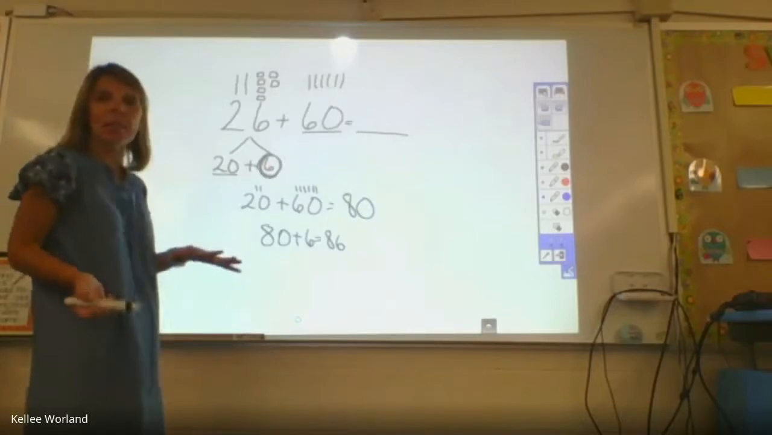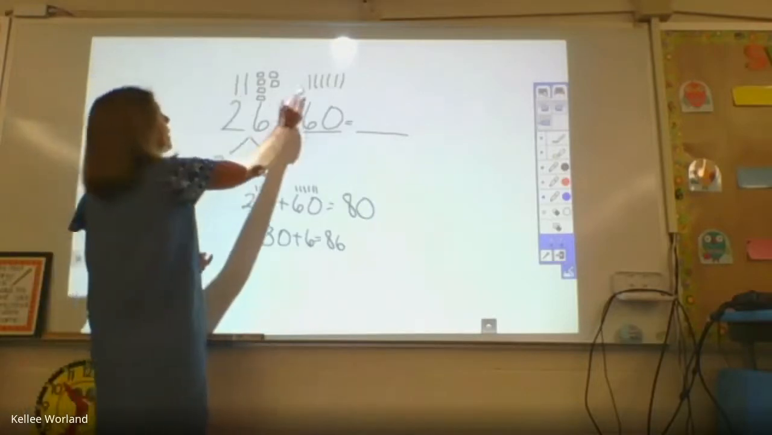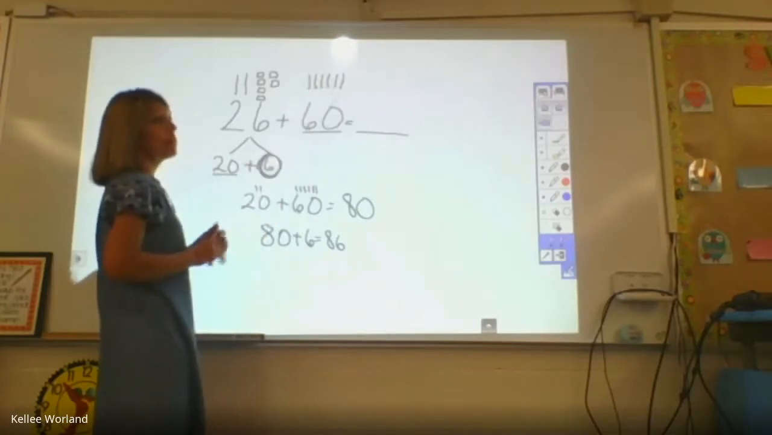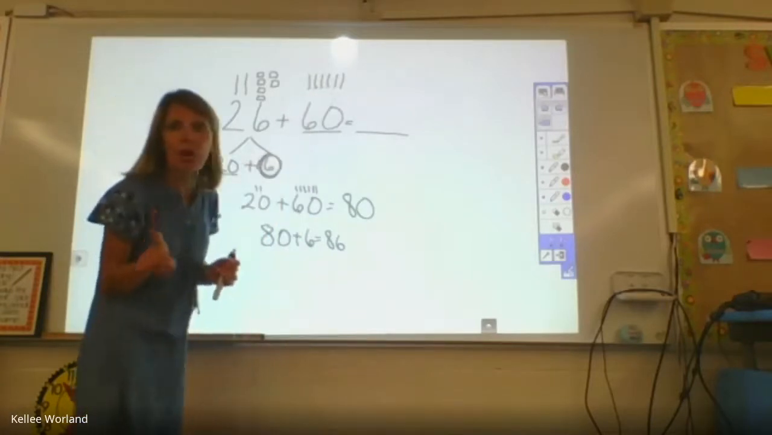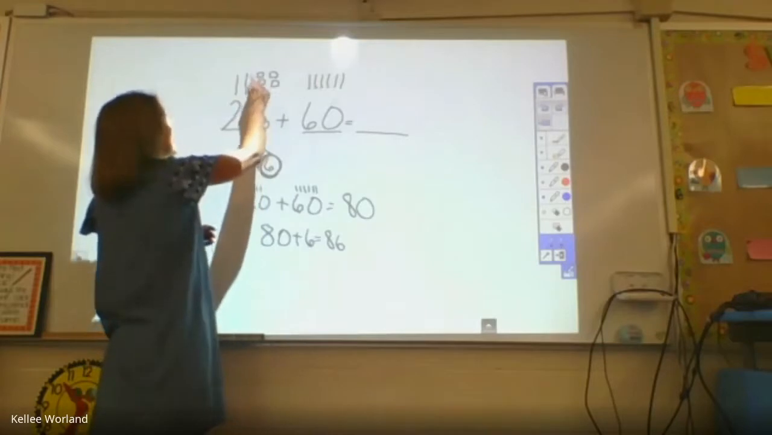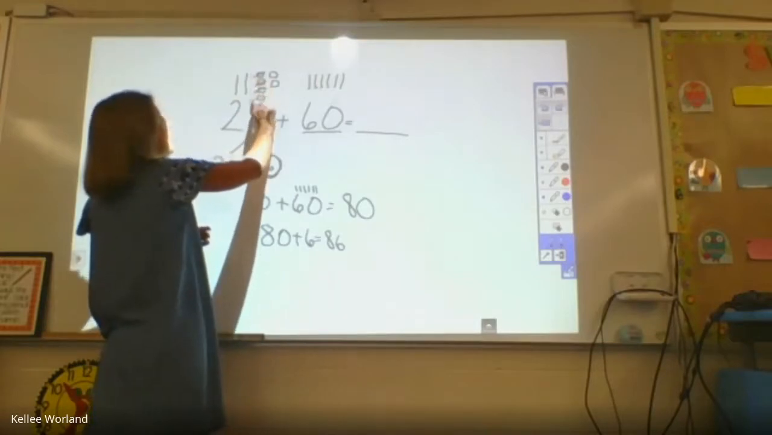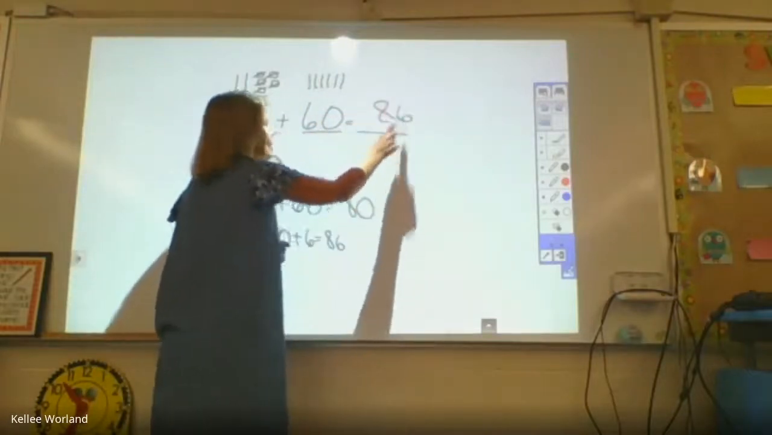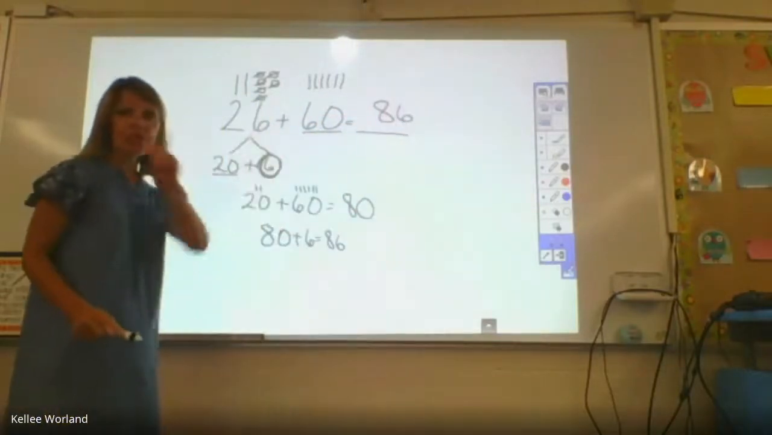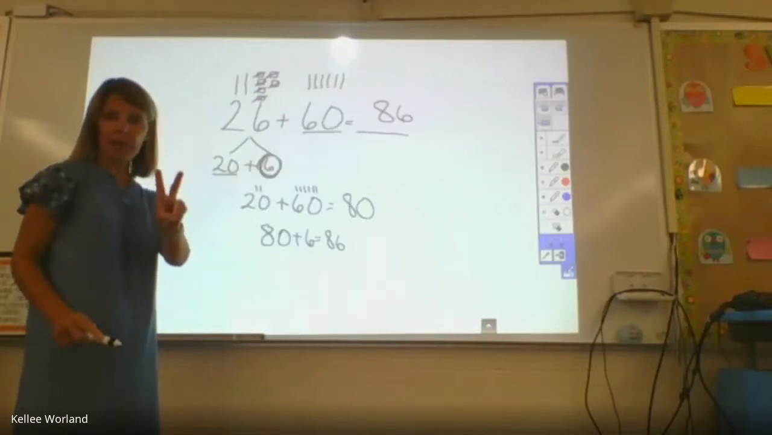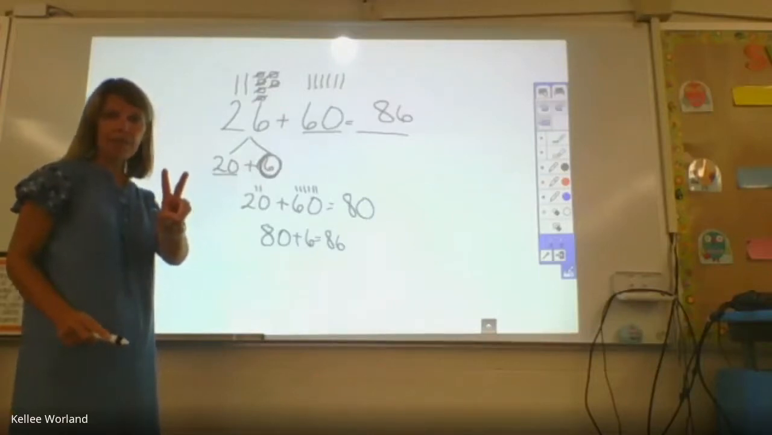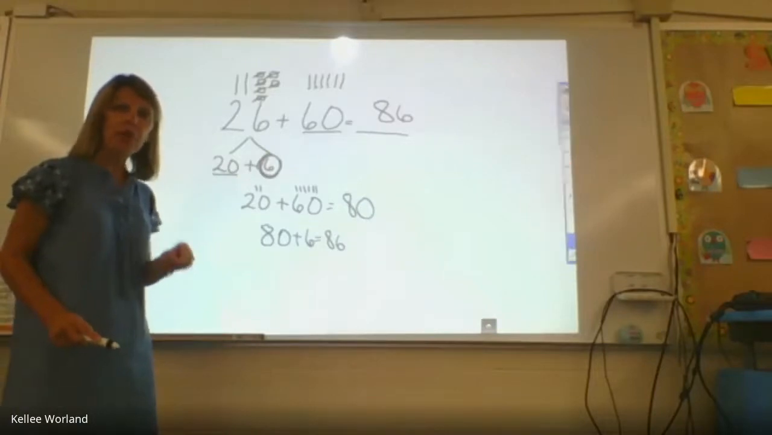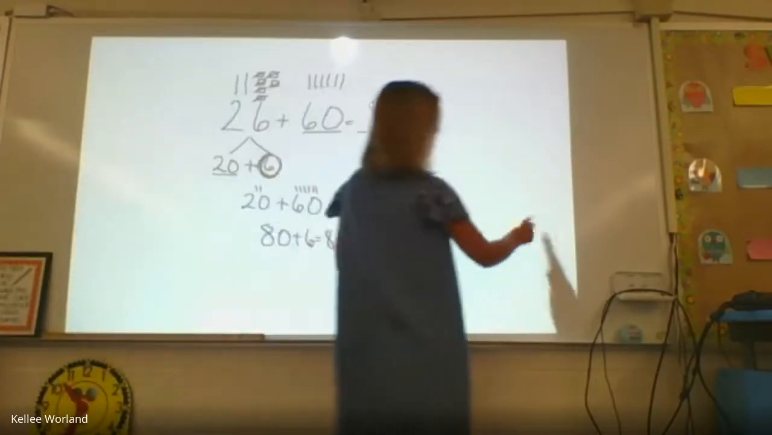Then I'm going to go back and just count my 10s. 10, 20, 30, 40, 50, 60, 70, 80. But we're not finished because we have to go count the ones. 81, 82, 83, 84, 85, 86. Okay? Same answer, but 2 different ways. Have you found which way works best for you yet? I hope so. Let's try another one.